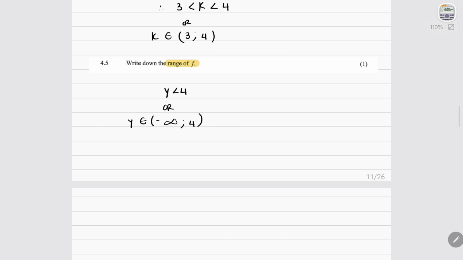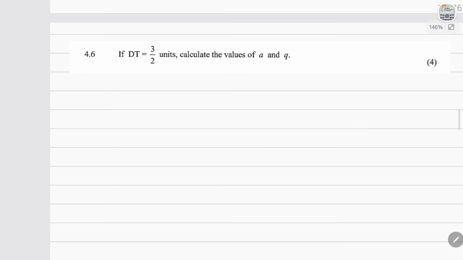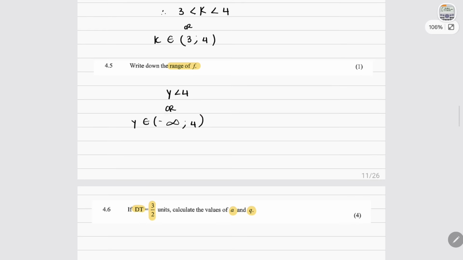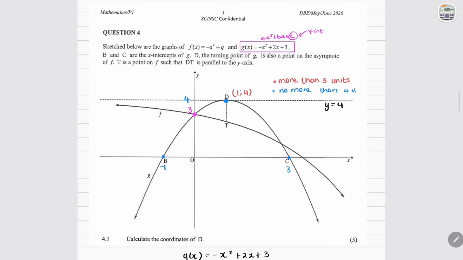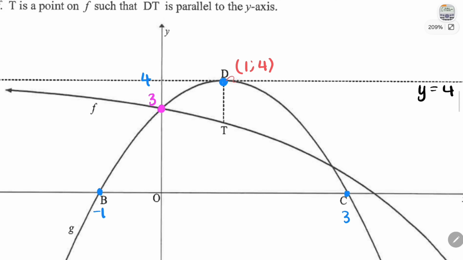Okay, moving on to the next question. Question 4.6 says, if DT is equal to 3 over 2 units, calculate the values of a and q. Let's see, how can DT help us to find a and q? We don't need this anymore. So DT is the length of this line. They're just saying from here, yeah, that actually does help.